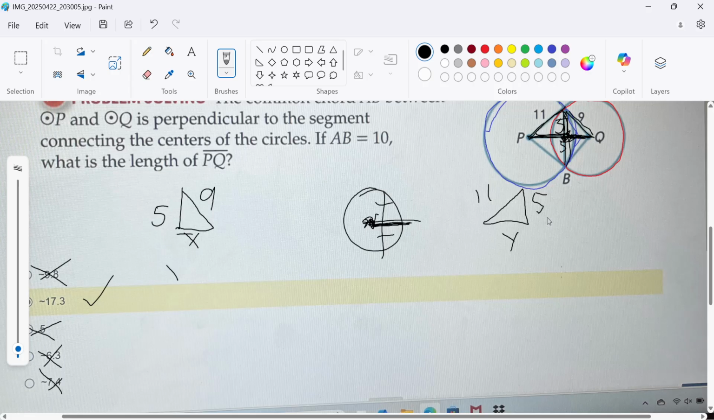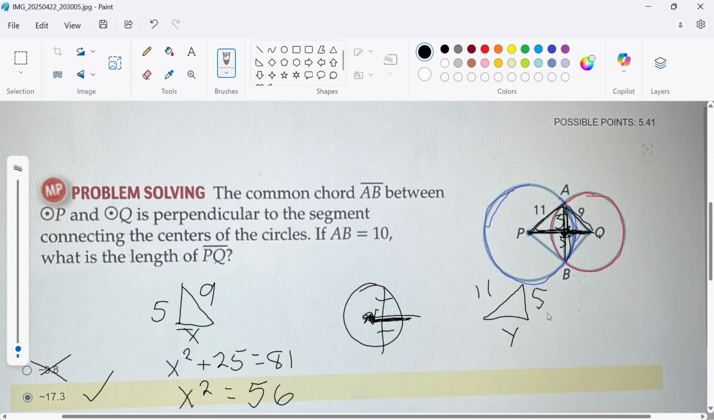Well, Pythagorean Theorem: x squared plus 5 squared, which is 25, equals 9 squared, which is 81. X squared equals 81 minus 25, which is 56. X is then the square root of 56. So I'm calling this part, I'll put this in yellow, that part I'm calling X, and then I'll do this part in green. That green part is going to be Y.